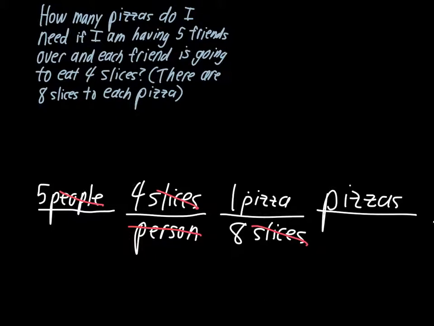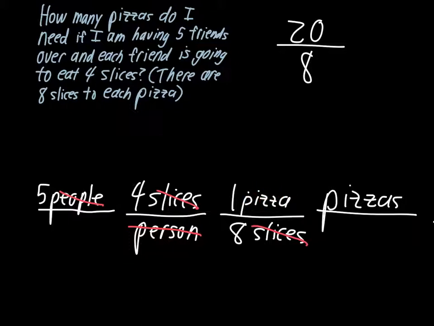Now this problem becomes a little bit more complicated. If we're looking at this, we've got to go 5 times 4. So that one ends up giving us 20. I'm just going to write this up here at the top. And then we've got 20 divided by 8. Since we're looking at ordering whole pizzas for the party, and since pizza is the only unit that we have left up here, everything else has been crossed out.